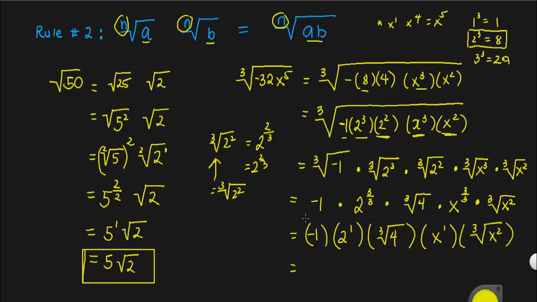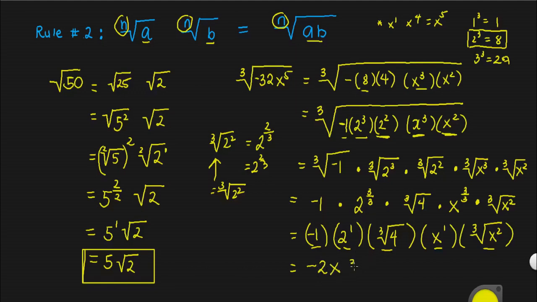Pagsasama-samahin natin yung mga numbers na nasa labas ng bahay, okay, kagaya ni negative 1, 2 raised to 1, at x raised to 1, at yung mga numbers na nasa loob ng bahay. Okay, ito yon. So, cube root of 4 and cube root of x squared. So, yung labas ng bahay muna, negative 1 times 2 raised to 1 times x raised to 1. So, we have negative 2 times x, we have negative 2x.